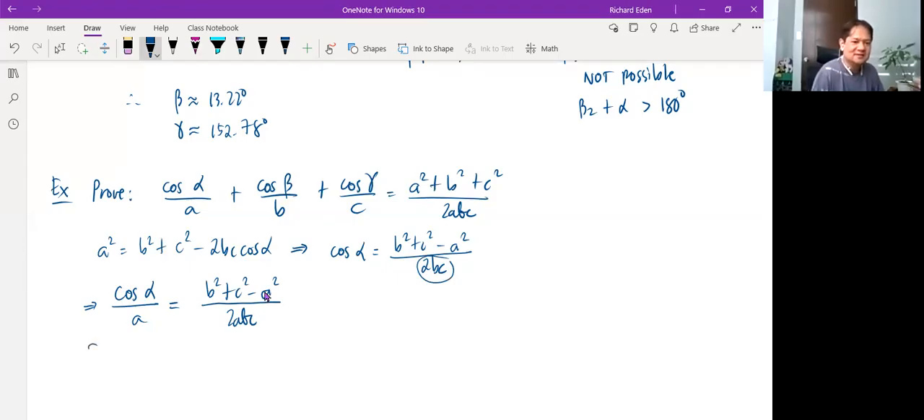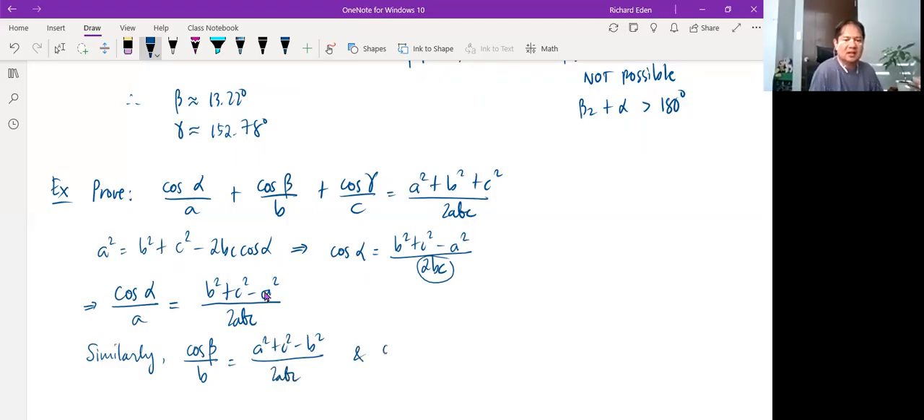Next, for B, what's cosine beta over B? What do you think it's going to be? A squared plus C squared minus B squared over 2ABC. All right. And cosine gamma over C equals A squared plus B squared minus C squared over 2ABC.